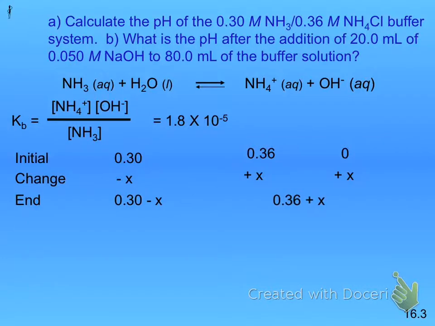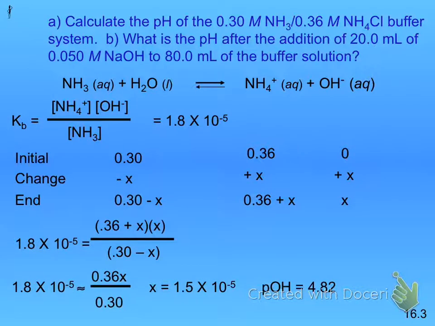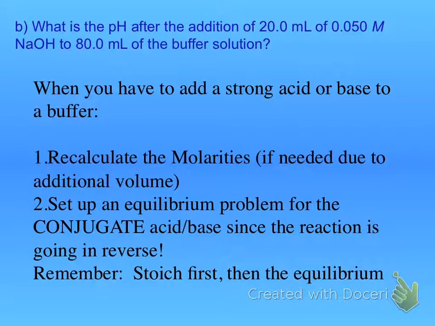We have our changes, we have our equilibrium concentrations, we set everything up, and you could go ahead and calculate this out. We're going to approximate that X is negligible because it is really, really tiny compared to the initial concentrations. And our pOH comes out again to 4.82. If we want a pH, we can then subtract that from 14 and find 9.18. All right, super.